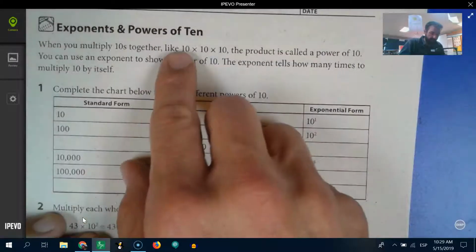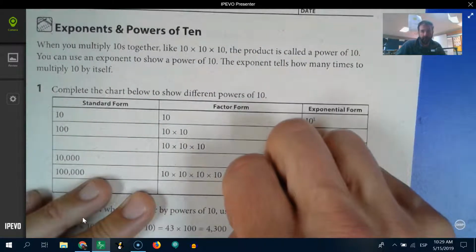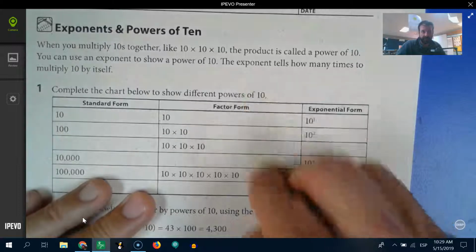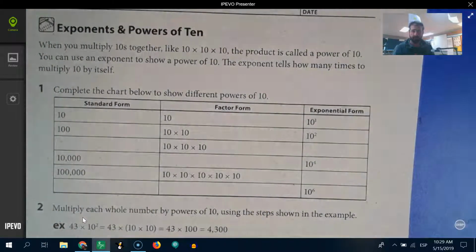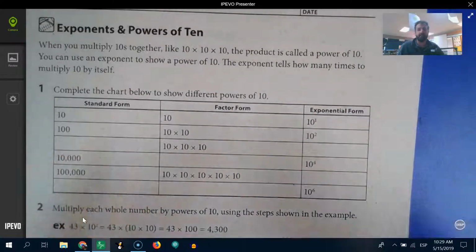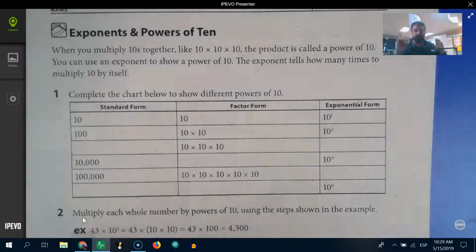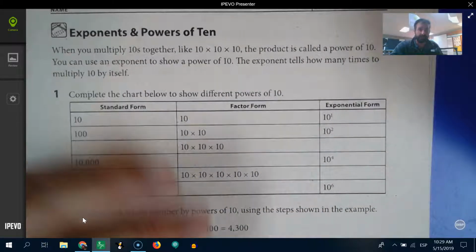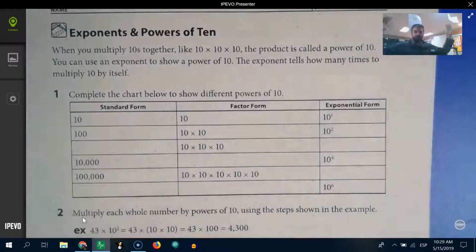So in this one, 10 by 10 by 10, how many times are we multiplying? 3. So we can write 10 to the third power, and that will say I'm taking 10 and multiplying it by itself 3 times. The reason we do this is especially when you get into science and scientific notation, and you're looking at really small numbers or really big numbers, it's way easier to say something times 10 to the 47th power than to write that really big number, right?